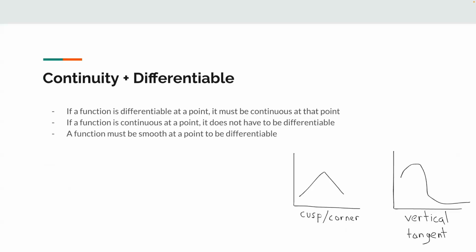So note that if a function is differentiable at a point, it must be continuous at that point. But if a function is continuous at a point, it does not have to be differentiable. The general rule of thumb is that a function must be smooth at a point. It cannot have abrupt changes to be differentiable. So here are two examples of non-differentiable points. The first one is a cusp or a corner. It randomly turns at that top point, so you cannot differentiate at that point. And here's the vertical tangent. You can't really differentiate at a vertical tangent because it'll be infinity. So yeah.